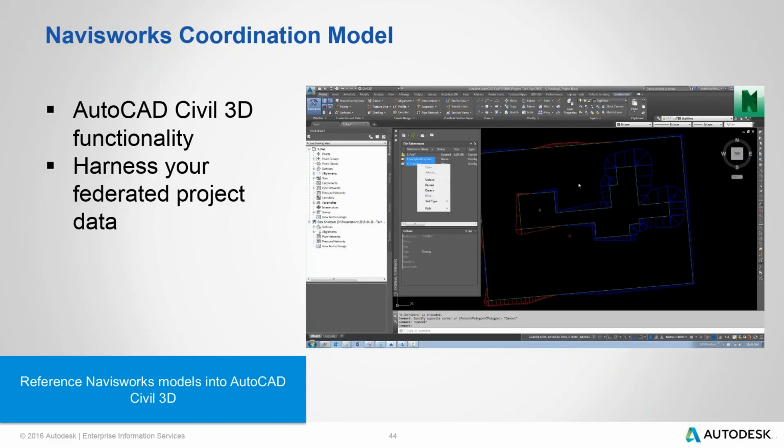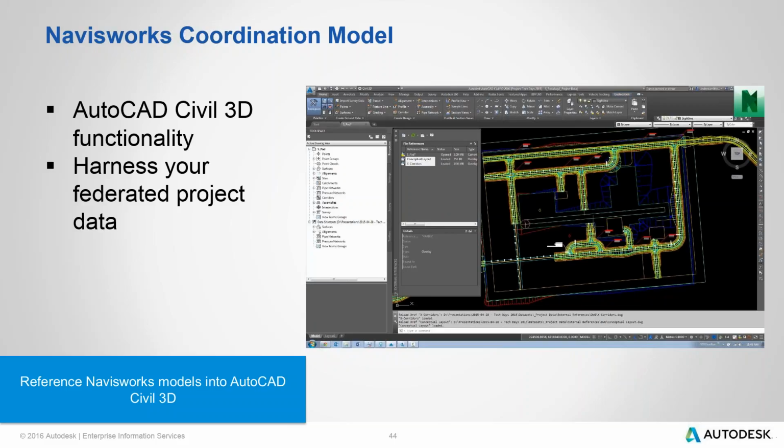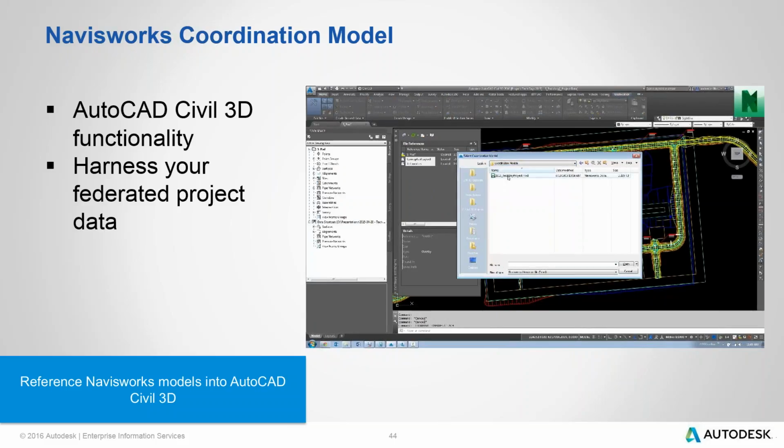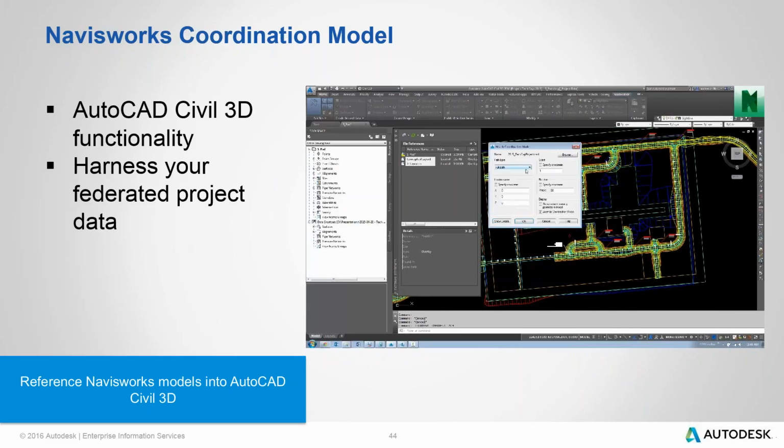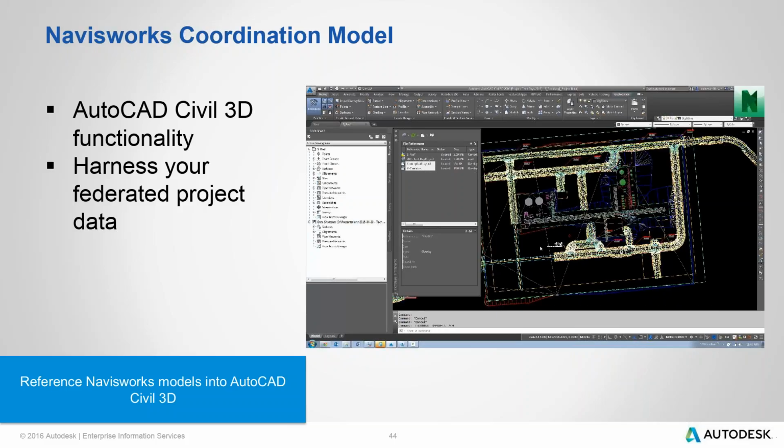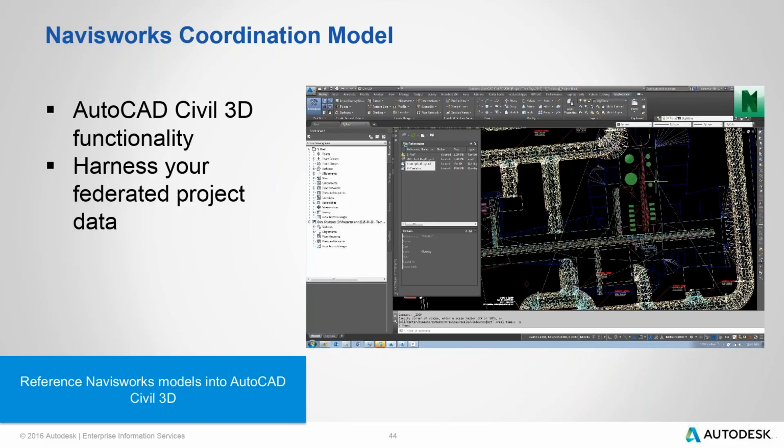So now let's look at the coordination models and federating data from Navisworks and in Navisworks. So AutoCAD Civil 3D can reference Navisworks models directly. This is an excellent feature that allows you to harness the federated models contained in Navisworks to ensure you're always designing with the latest data.